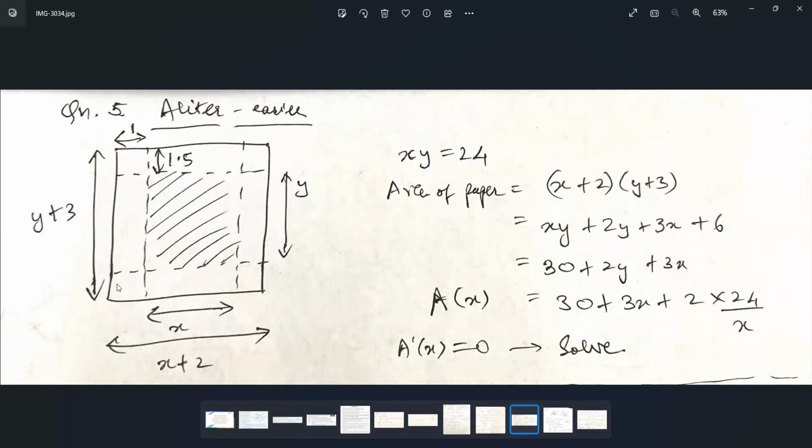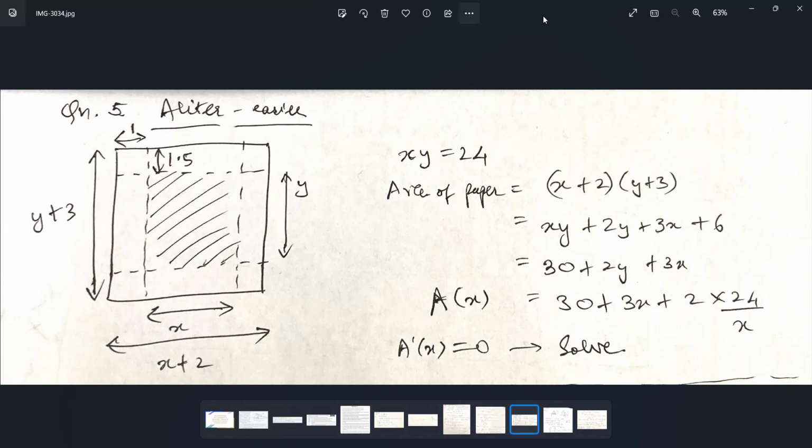And then the area of the paper will be x plus 2 on the horizontal, and vertical will be y plus 3. So we have xy plus 2y plus 3x, which gives us 30 plus 2y plus 3x. And from this expression, we can write y as 24 by x.